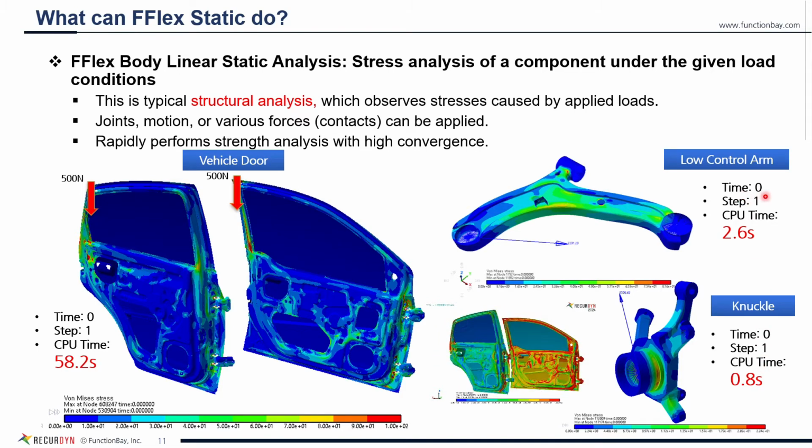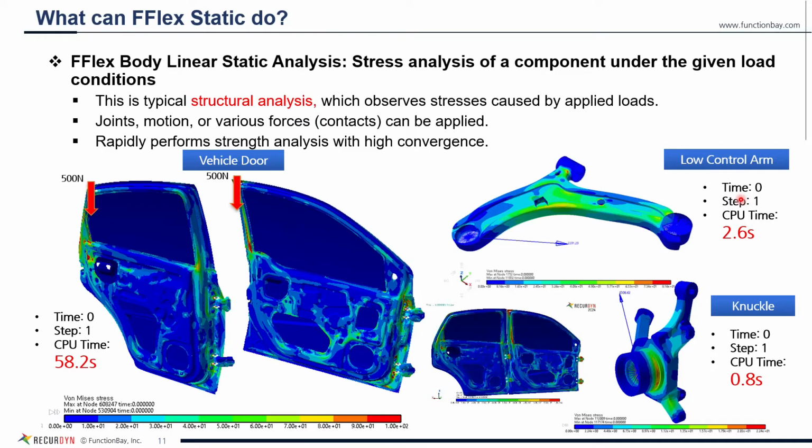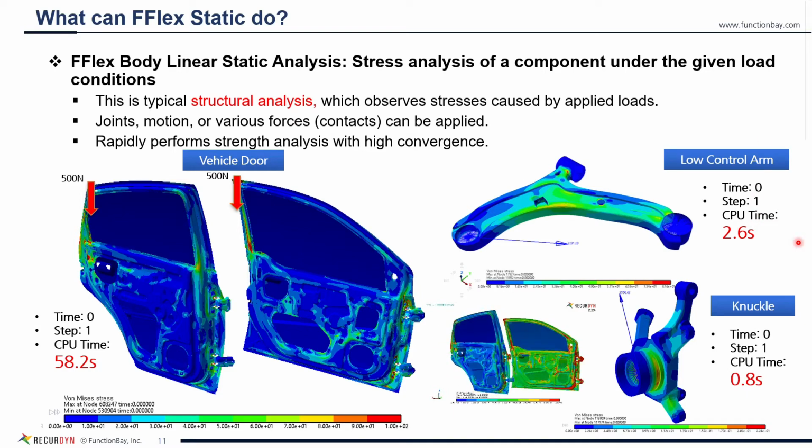Additionally, you can see the time, step, and CPU time. Time here refers to the time used in the external force expressions, not simulation time. Step is usually set to 1 for general static analysis. However, for quasi-static analysis, a value greater than 1 is used. CPU time indicates the calculation time. Pay attention to these values. You will see how fast RecurDyn's static solver is.